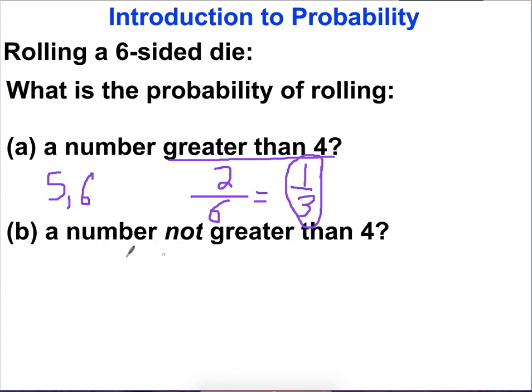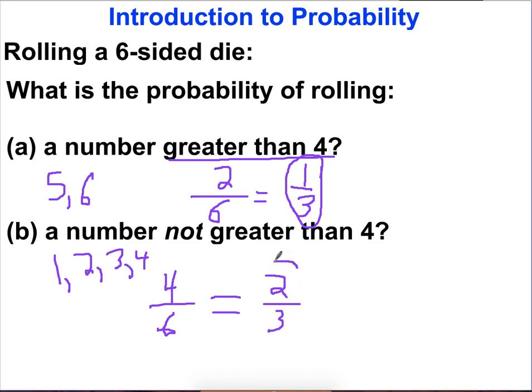How about a number that is not greater than 4? That would be the rest. So 1, 2, 3, 4. How many are there? There's 4. And again, there's 6 possible things that I can get when I roll my die. This simplifies too. We can divide the numerator and denominator by 2 each to keep it equal. So I get 2/3. With this, we should notice that these are complementary to each other. Like 1/3 and 2/3 makes a whole. 2/6 and 4/6 also makes a whole.